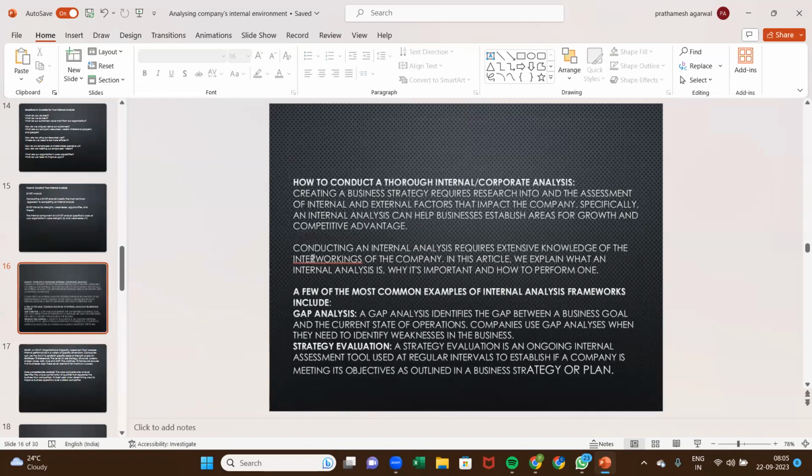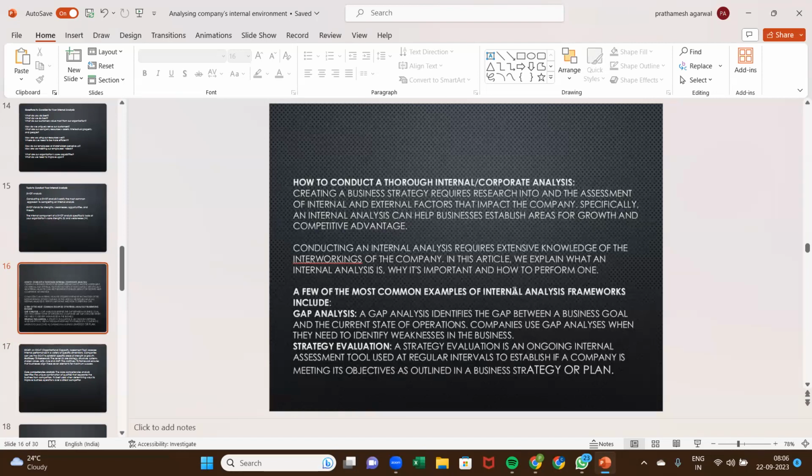Now, conducting internal analysis requires extensive knowledge, meaning we need to have an in-depth knowledge of the inner workings of the company. Internally, how the companies are working, how the departments within the company correlate themselves, and how they work hand in hand. Now, this is an article. We explain what an internal analysis is, why it is important and how to perform it.